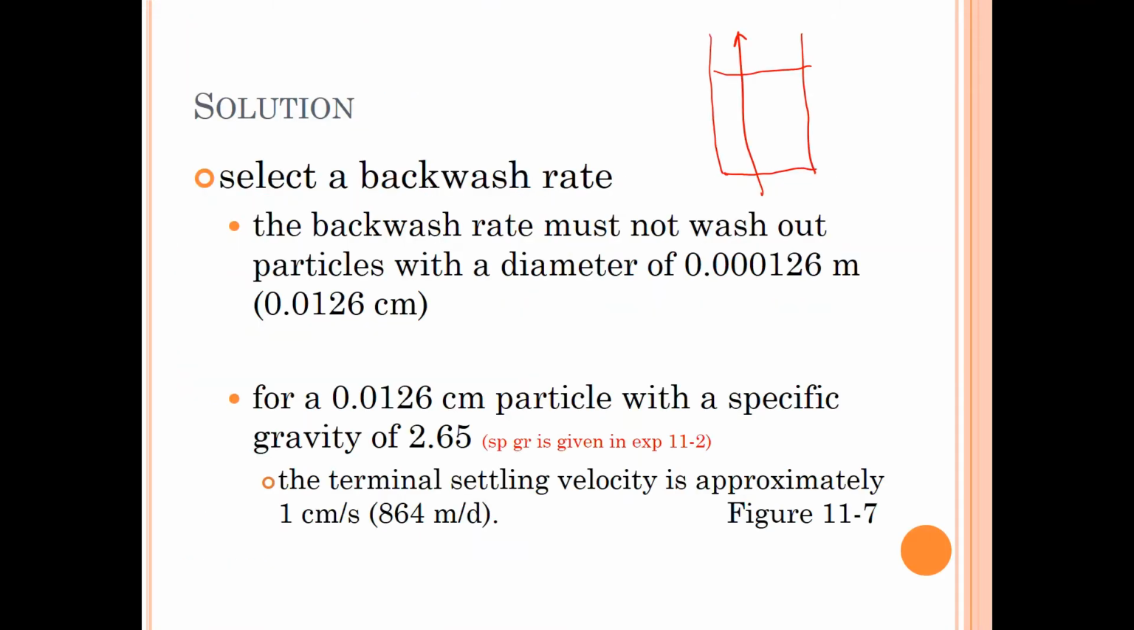So we select the backwash velocity for these particles, which have a diameter of 0.000126 meter or 0.0126 centimeter and a specific gravity of 2.6. We can find this from figure 11-7. The terminal settling velocity is 1 centimeter per second. So we can select the backwash velocity as 1 centimeter per second. It should not be more than that.